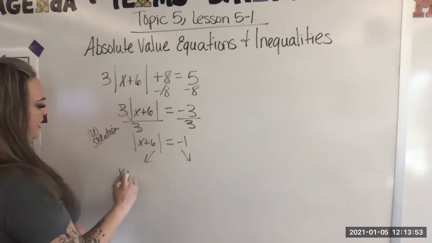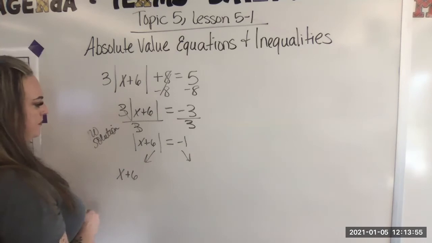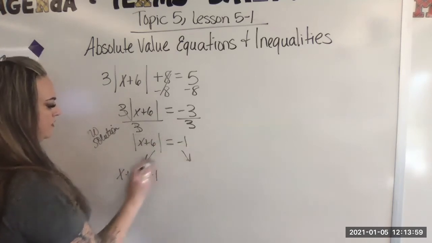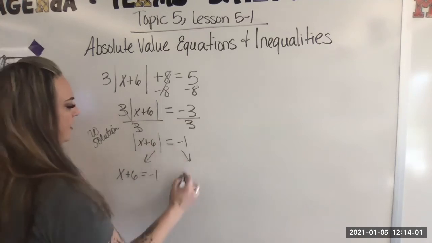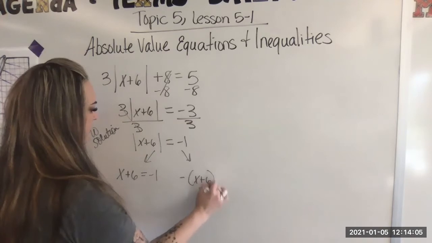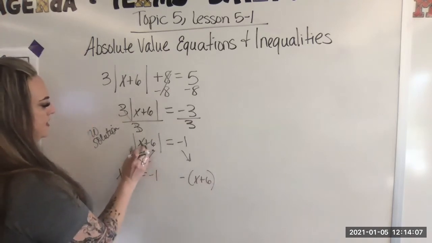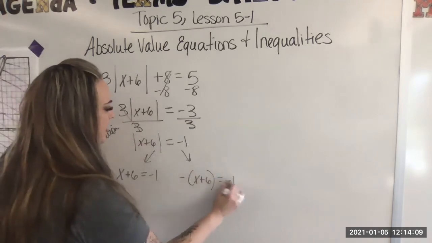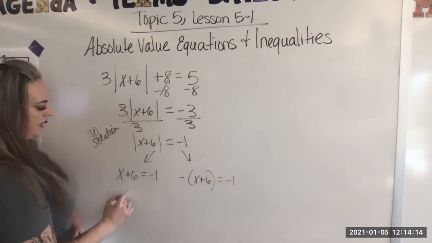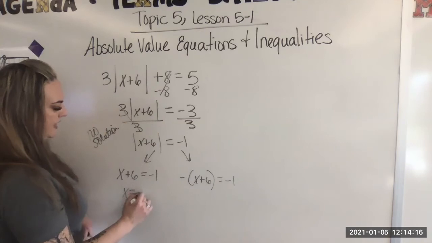So here we would have x plus 6 equals -1, write it how it's originally written, but drop the bars. And over here, we're going to now put negative x plus 6. Remember, this part could be a negative, equals -1. So let's come over here and solve. We're going to get x equals -7.